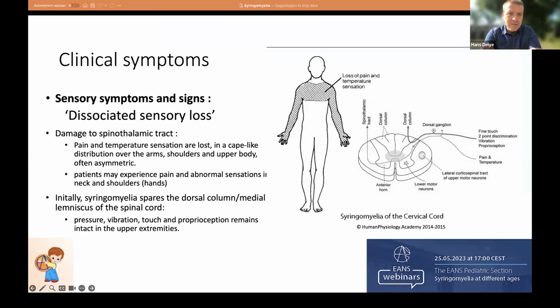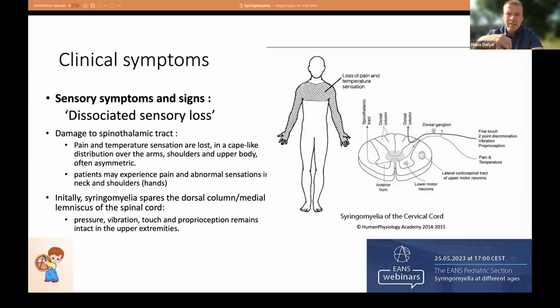So first and foremost are the clinical symptoms. So what clinical symptoms can you expect with this? Typically, there's talk about dissociated sensory loss when we're looking at sensory symptoms and signs. And that's actually because when the syrinx starts more or less centrally in the medulla, it will damage the spinothalamic tract, leading to a state where pain and temperature sensations are lost, most of the time in a cape-like distribution. So the arms, shoulders, upper body, often asymmetric, as a true syringomyelia, like Dominic told us, is mostly asymmetric.